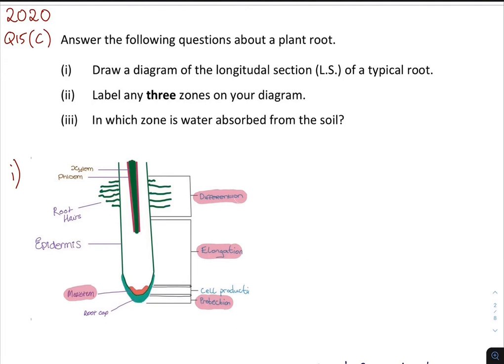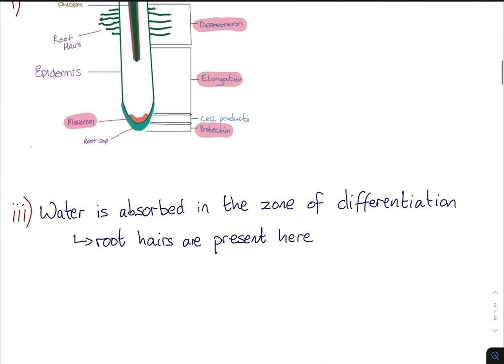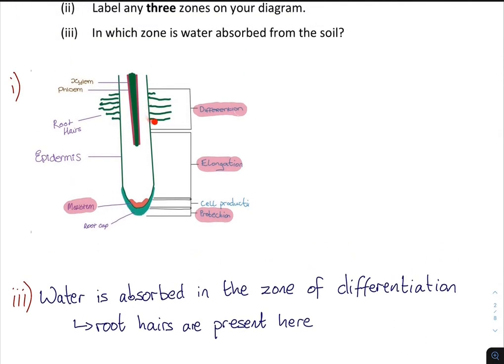We have the bottom, our protection, because the meristem here is where cell division takes place, the meristematic zone, and that's very, very delicate. And it does need protection as the roots are growing through the soil in case it bumps against any pebbles or stones or whatever. You then have the zone of elongation, which is over here, and then you have the zone of differentiation, which is over here. So water is absorbed in the zone of differentiation because the root hairs are present, which you can see here, the root hairs.